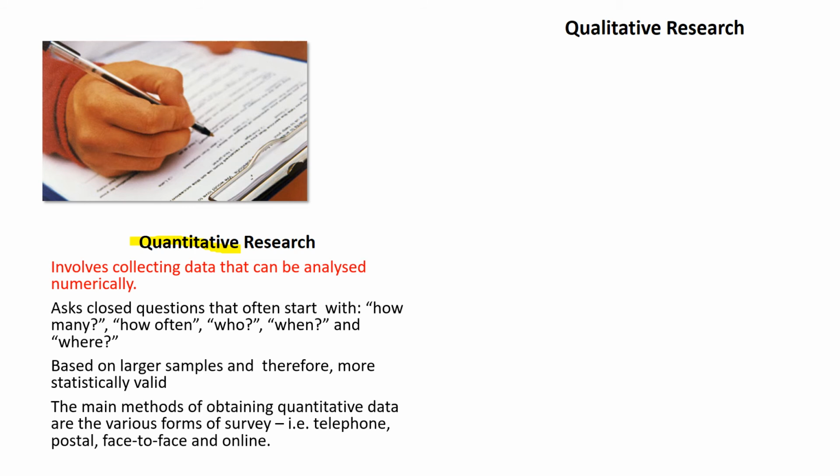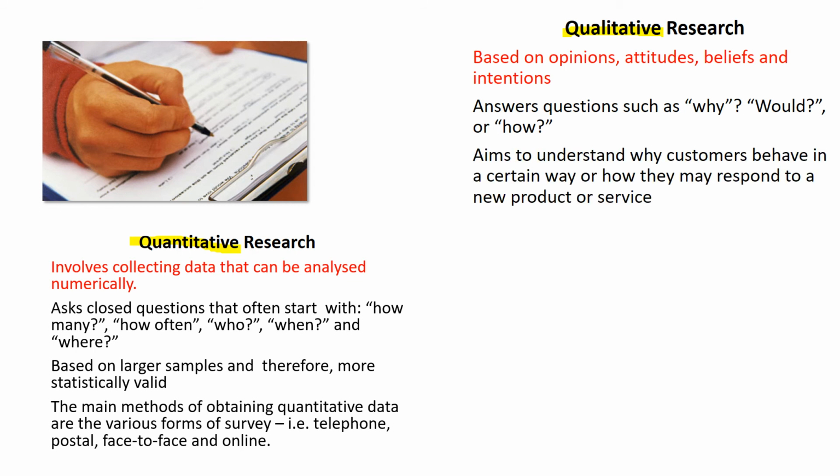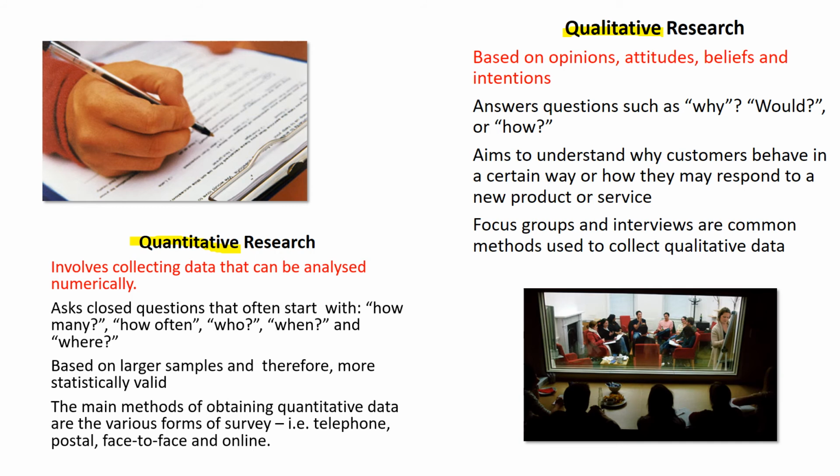The other type of research is called qualitative research. And this is based on opinions, attitudes, beliefs, and intentions. So we can't apply numbers to it. So questions that start with such as, why would you do this, or how would you do that? These are not questions we can apply a number to, and we call these qualitative data. And here we're just trying to aim to understand why customers behave in a certain way, or how they might respond. Focus groups, where people arrive and discuss, and businesses ask their potential customers questions about new products or what they want, are typical sources of qualitative data.